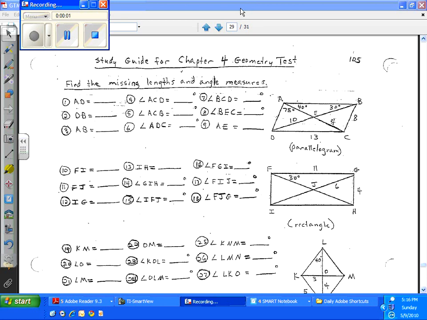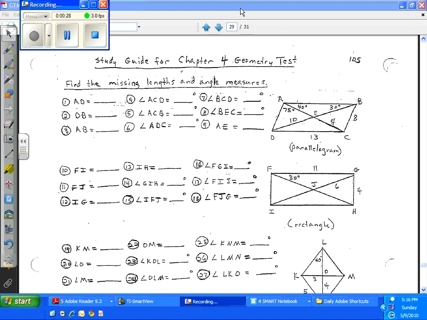Going over the study guide for Chapter 4 for the geometry test. Again, what we're going to do is fill in the entire picture, and then after we filled in the entire picture, we'll answer the questions. The first picture is a parallelogram. I call it a whompa-jawed rectangle. Anyway, it's of the form of a rectangle that's been knocked over kind of sideways or crooked.